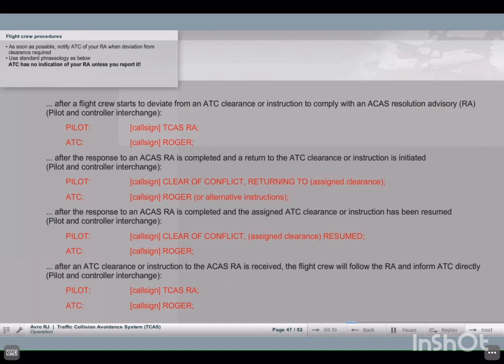As soon as possible, as permitted by workload, notify the appropriate ATC unit of any RA which requires a deviation from the current air traffic control instruction or clearance by using the following standard phraseology. Note that ATC has no indication of your RA unless you report it.